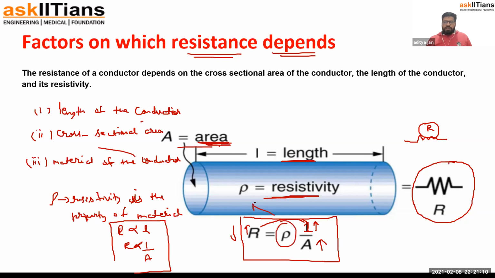Rho is known as resistivity. So resistivity only depends upon the material of which the conductor is made. So on these three things, resistance depends. R equals rho L by A. I hope this is also clear. So we have already done Ohm's law. We have already seen the factors on which resistance depends. Done? Thumbs up guys, all clear? Okay.